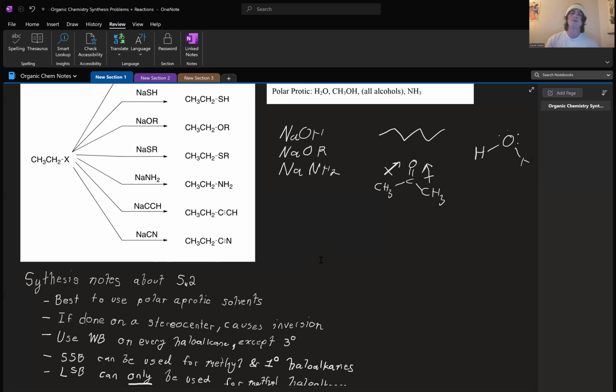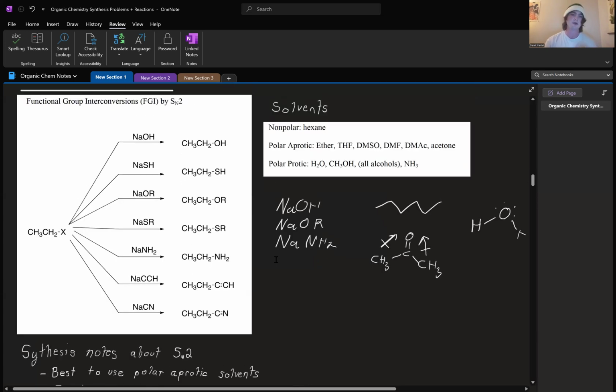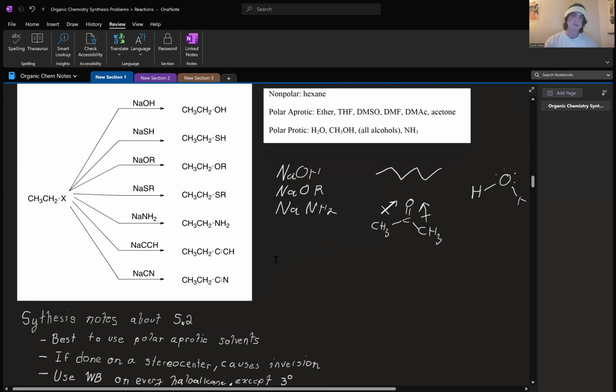It's also best to use polar aprotic solvents, and we're going to get into solvents in a minute. But if you use polar protic solvents, that reaction is a bit slower because there's some kind of interference between the protons of the polar protic solvents and the bases. It's not going to work as well. So we like to use polar aprotic solvents.